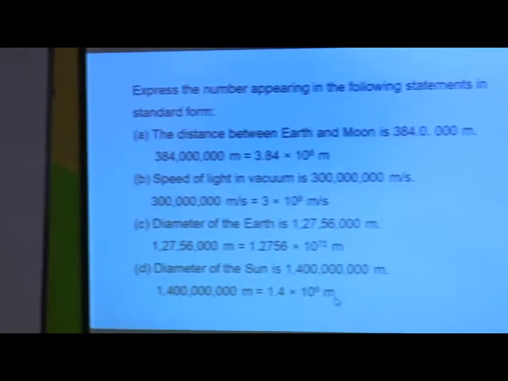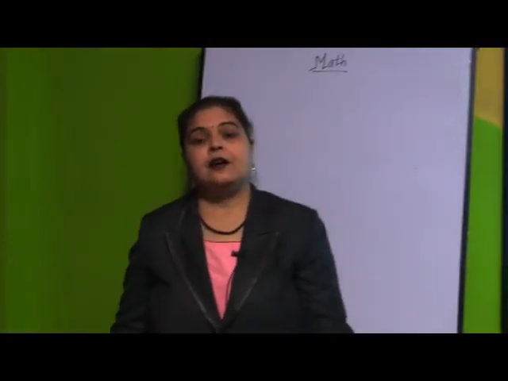I hope so, my dear students. We have written the given large numbers in exponential and standard form by putting a decimal point and writing in exponential format. So, it is easier to read the number, as well as if there is a conversion of a number, we can find it out easily.